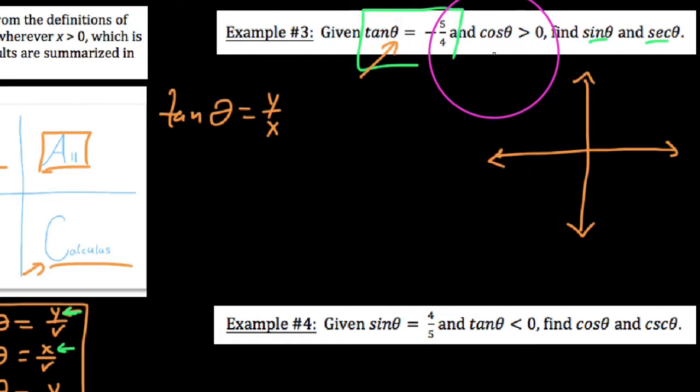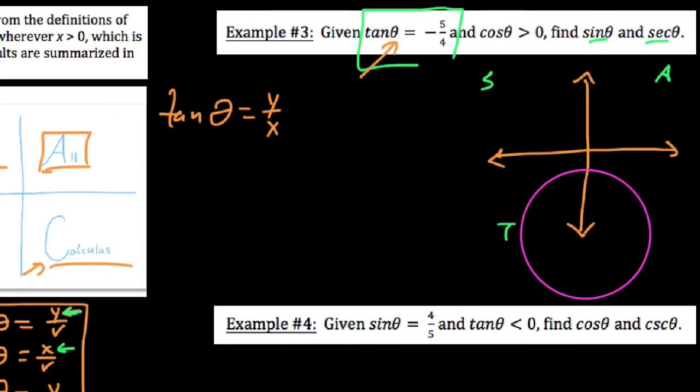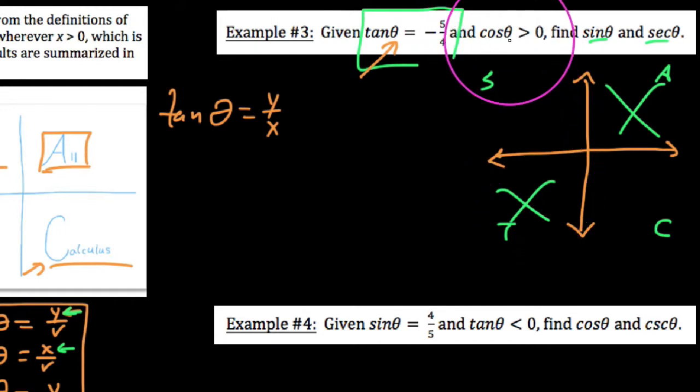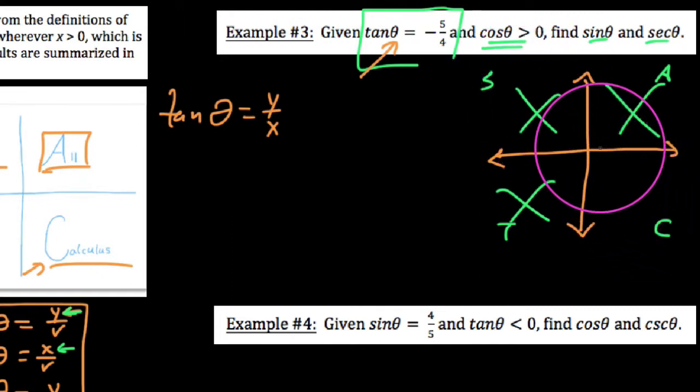Well, what we've been told is also this. Tangent is negative, so we say all students take calculus. It couldn't be here because tangent is positive there. But I was also telling you that the cosine of this angle is positive. So where would the cosine be positive and at the same time tangent be negative? We must be in the fourth quadrant, okay?